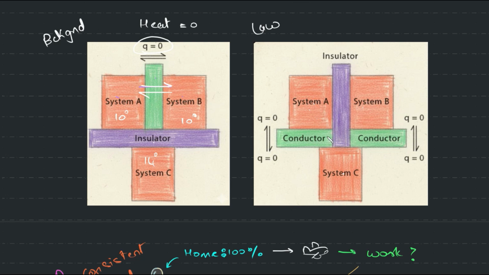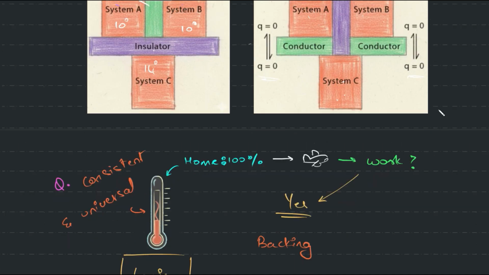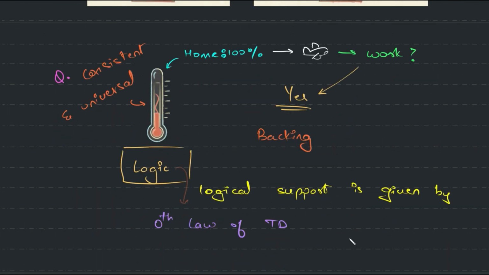A and C have a net heat flow of 0. The net heat flow between B and C is also 0. So A and C are in thermal equilibrium, B and C are in thermal equilibrium. Because A and B are in thermal equilibrium with C, indirectly A and B are also in thermal equilibrium. That's your zeroth law. This very idea helps us build things like a thermometer.